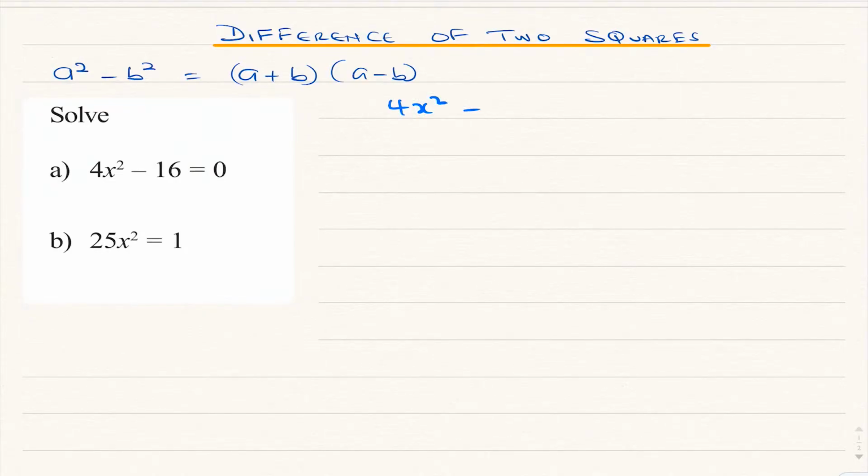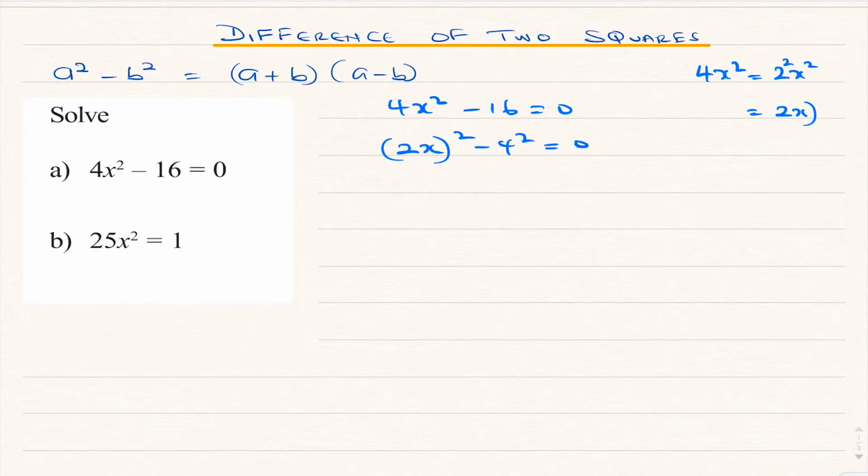Right, solve 4x squared minus 16 equal to 0. And that gives us 2x squared minus 4 squared equal to 0. As we know, 4x squared is 2 squared x squared, and that will be 2x squared. And 16 is 4 squared. And the factors are 2x plus 4 and 2x minus 4 equal to 0. We need to set that to 0 and this one to 0.